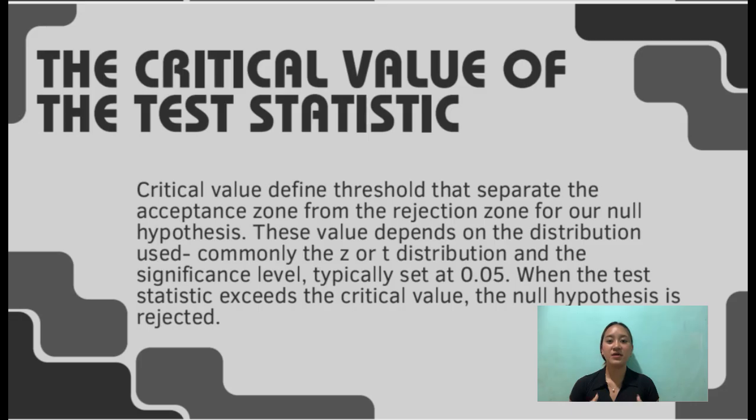So the critical value defines the threshold that separates the acceptance zone from the rejection zone for our null hypothesis. This value depends on the distribution used, commonly the Z or the T distribution, and the significance level, typically set at 0.05. When the test statistic exceeds this critical value, the null hypothesis is rejected.